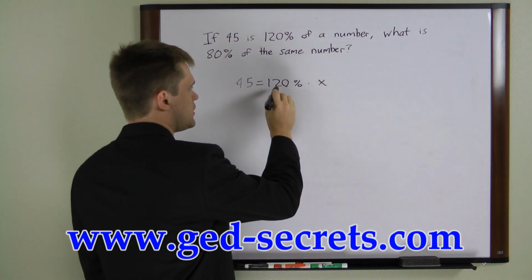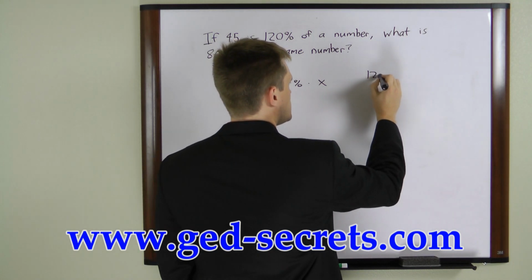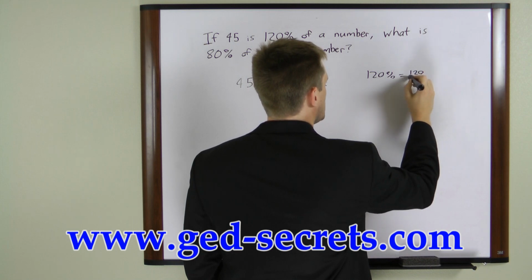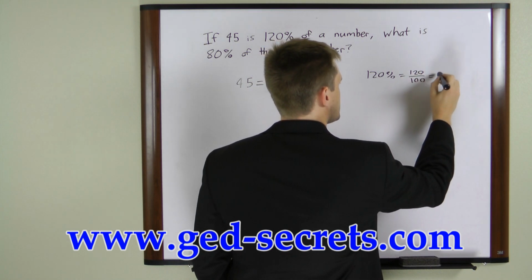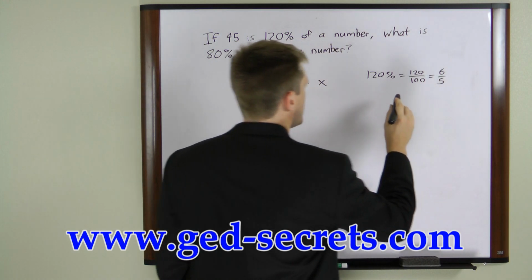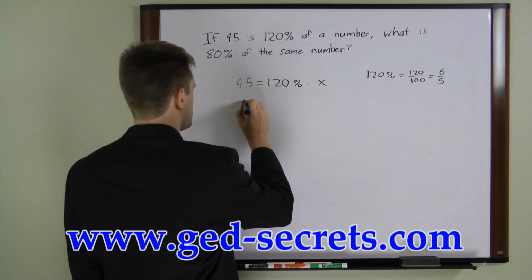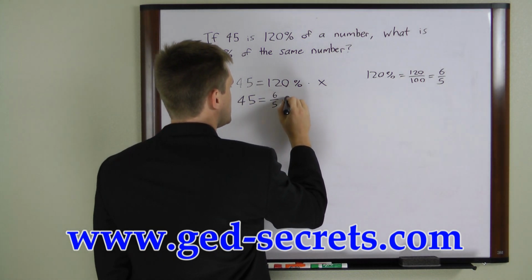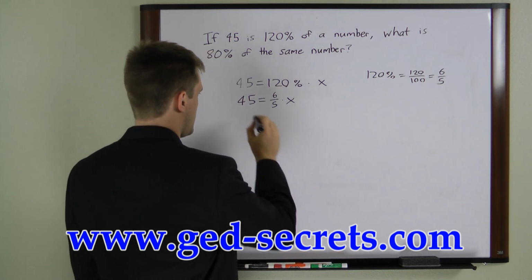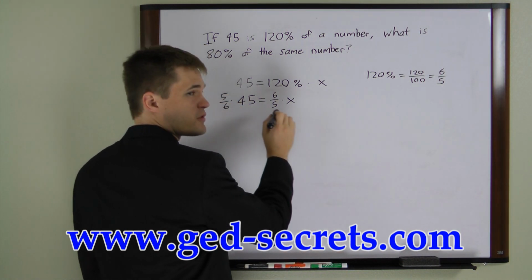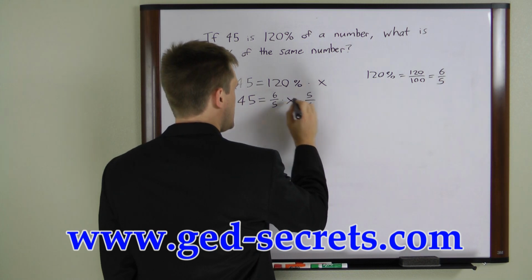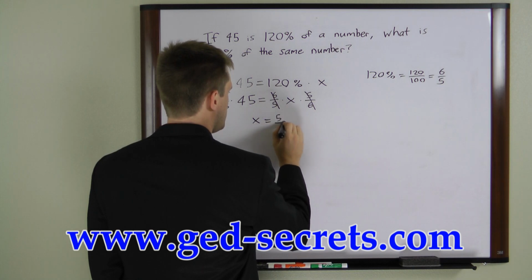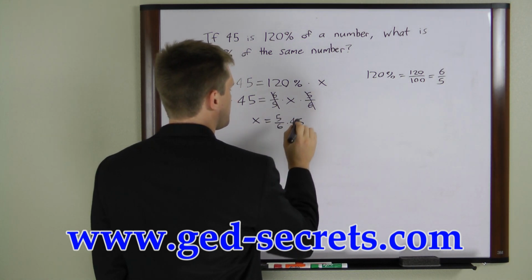Now to solve this, we want to convert the 120% to a fraction. So let's do that. 120% is 120 over 100, which is the same as 6 over 5. Now let's substitute that into this equation, and what we get is 45 equals 6 over 5 times x. Now we can multiply both sides by 5 over 6, and that will cancel this to give us x equals 5 over 6 times 45.